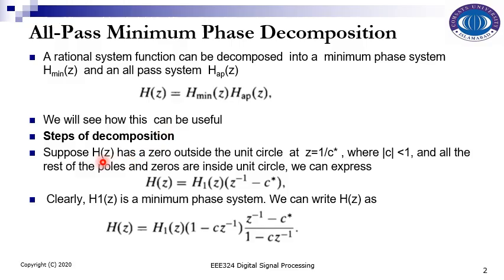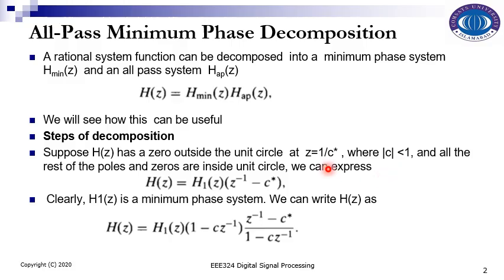Our H(z) is a stable system, so its poles are inside the unit circle, but it may have zeros outside the unit circle. Let's suppose it has a single zero outside the unit circle. Since it's outside the unit circle, the location is given as z equal to 1 over c conjugate, where the magnitude of c is less than 1. So 1 over c star would be the zero located outside the unit circle.